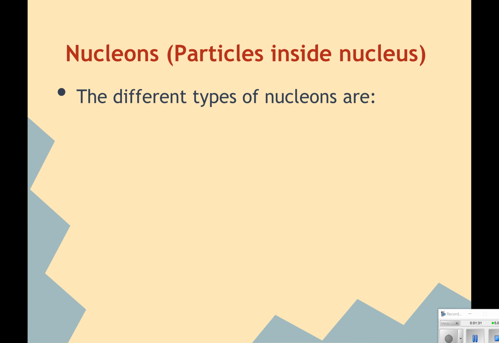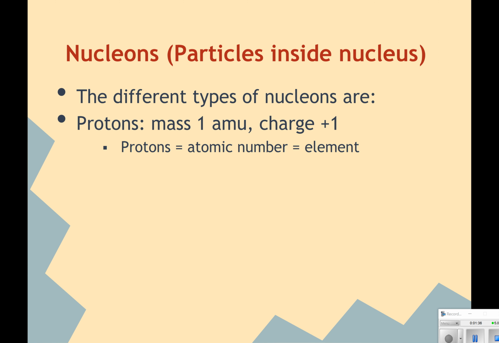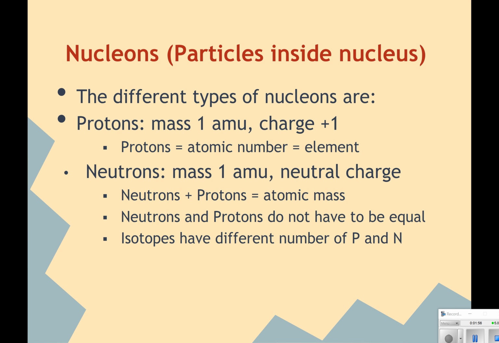Now, nucleons are particles that are inside the nucleus itself, and there are a couple different types. Number one are protons, which have a mass of 1 AMU, which is known as an atomic mass unit, and we'll get into the meaning of that a little bit later. And they do have a charge of +1. Now, the number of protons that are in the nucleus are known as the atomic number, which is also representative of the element. Neutrons have a mass of 1 AMU as well, but they only have a neutral charge.